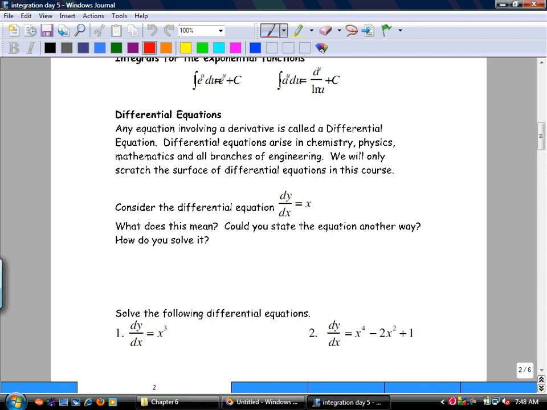Consider the differential equation dy over dx equals x. What does this mean? Could you state this equation another way? How do you solve it? So what this is saying is on a piece of graph paper, the slope at every single point on the curve just depends on the x coordinate.